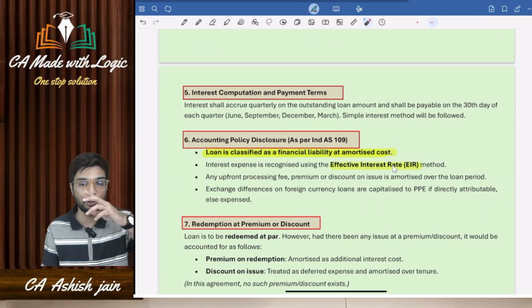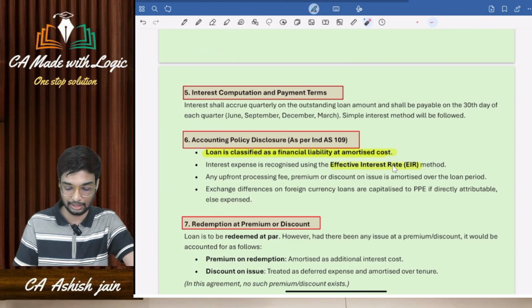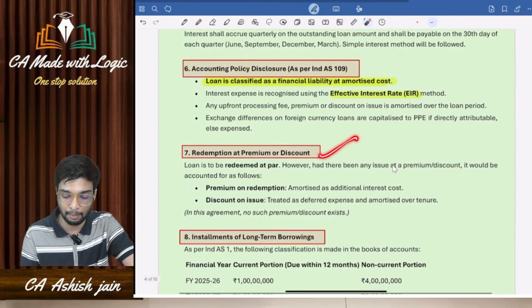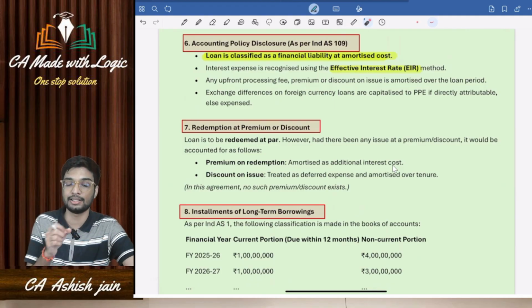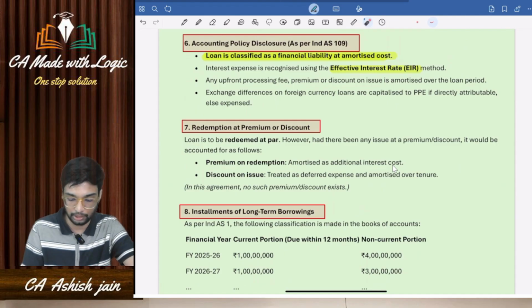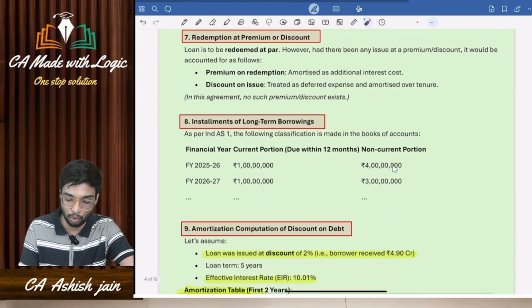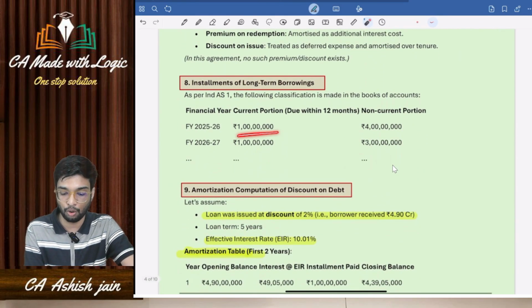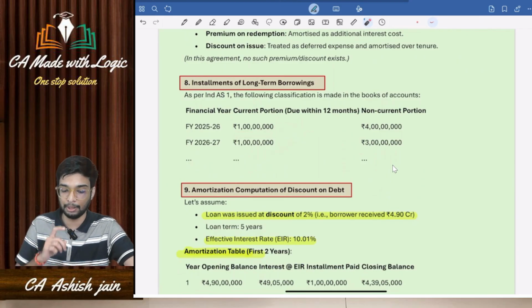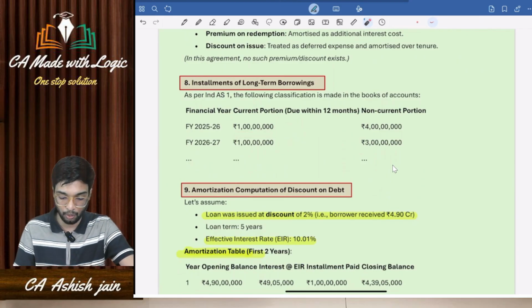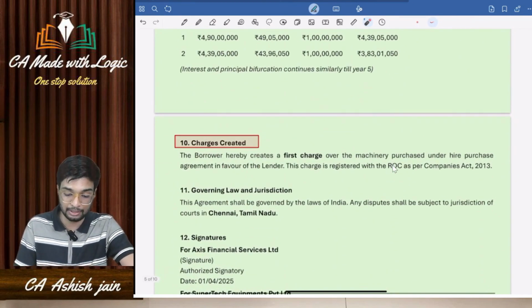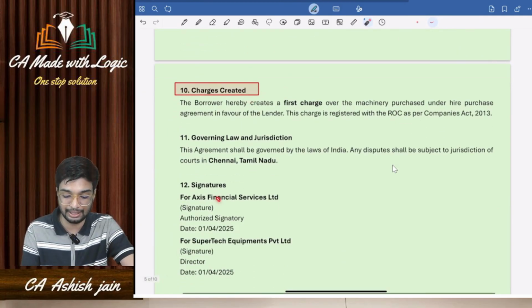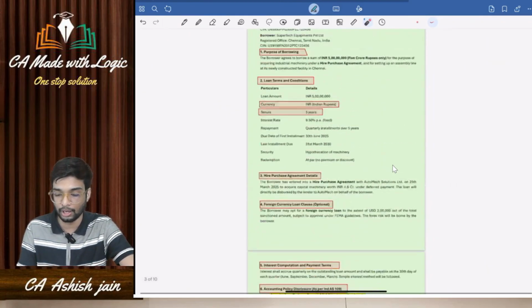You will learn more about this EIR method in your CA Final studies. Then redemption at premium or discount: if it is redeemed at a premium or a discount, how it will be amortized over the life of the borrowing. Then the installment of the long-term loan. What is the installment of the long-term loan? 1 crore rupees you will be paying at each year end. Then amortization, computation of discount on debt. Then what is the charge being created? Signature. This is how the loan agreement looks.